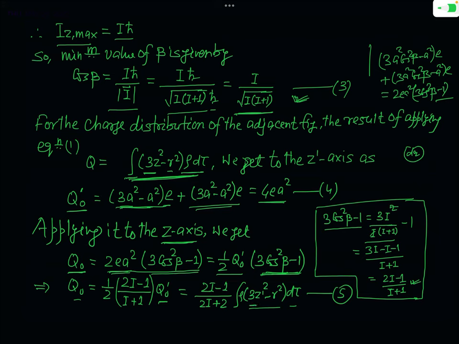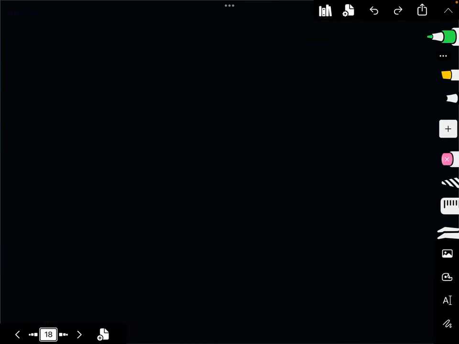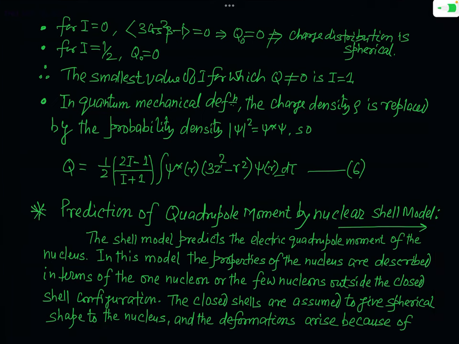Okay, but our present interest is for this result, that is Q0 equal to 1 over 2 (2I minus 1) over (I plus 1) times Q0 prime. I hope you are getting the things.